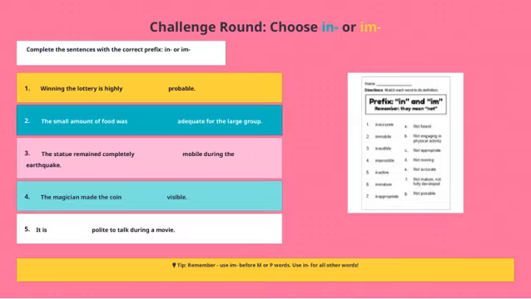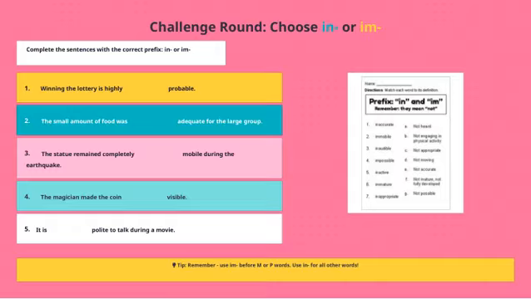Moving on, the statue remained completely mobile during the earthquake. The word mobile indicates that it could move. Since it was capable of movement, no prefix is needed here, but if we wanted to say it was unable to move, we'd use immobile.